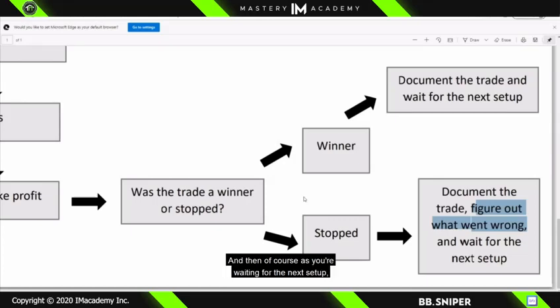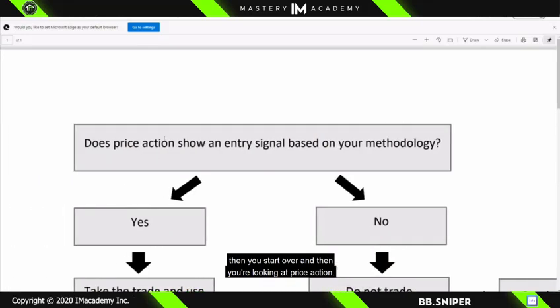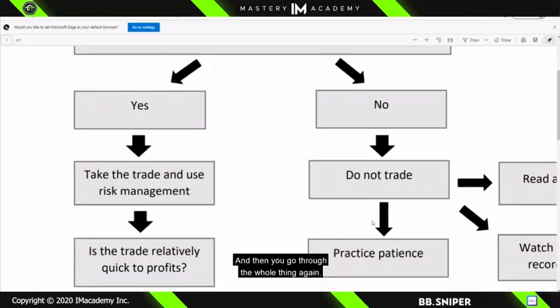And then, as you're waiting for the next setup, you start over, and you're looking at price action. Does it give you an entry signal based on your methodology? Yes or no? And then you go through the whole thing again.